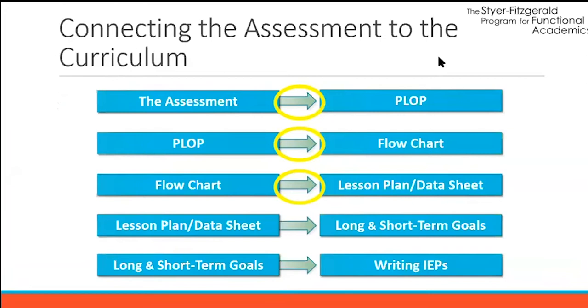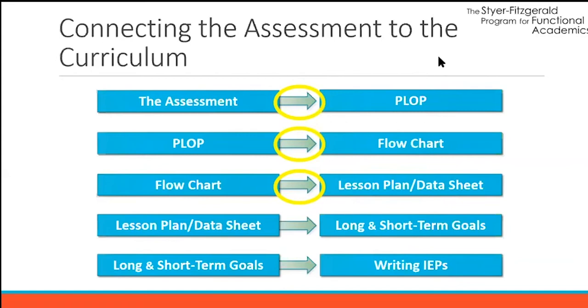Once you look at the flow chart, it's going to tell you the lesson plan and data sheet that you're going to use for your student. Once you determine the lesson plan and data sheet, those have on them long and short-term goals. You're going to take those long and short-term goals, and as the year goes on, you're going to start writing them into IEPs.